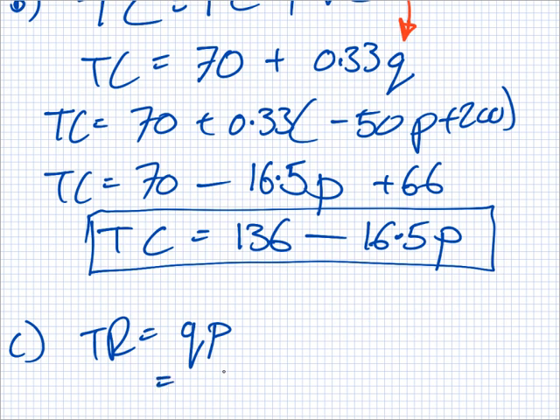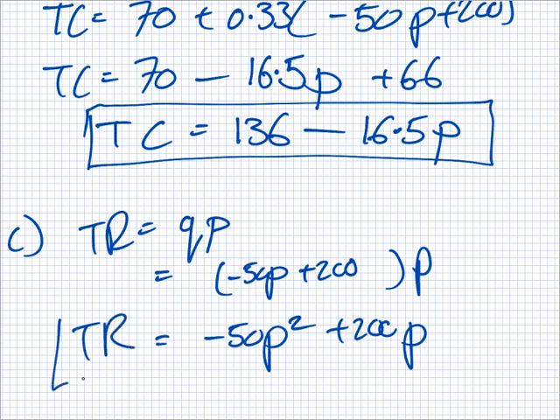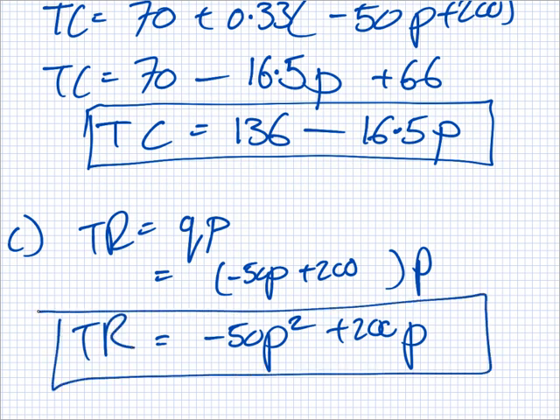Okay. Right. Again, let's just replace the Q here. What did I say the Q was earlier? Minus 50p plus 200 times P. Minus 50p squared plus 200p. Okay, that's the total revenue. Again, let's check this here. If I set the price as 0, how much money do I get? Make sense?